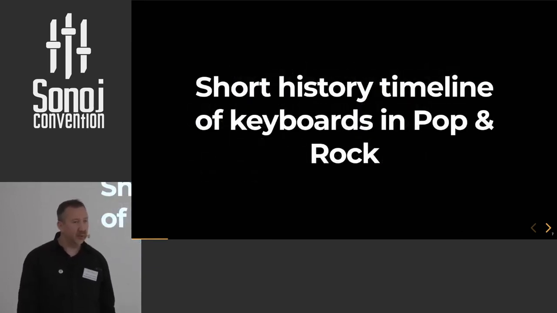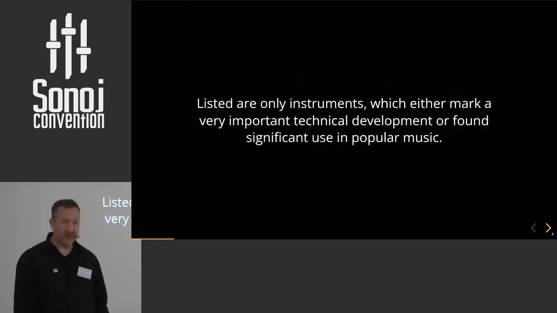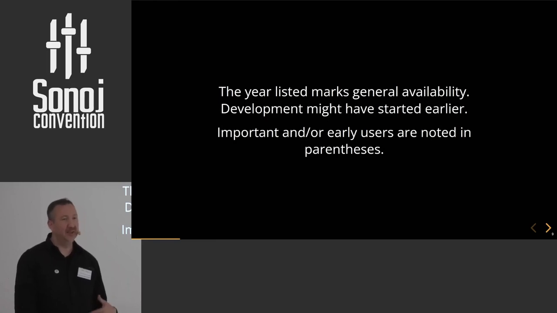So let's have a look at when certain keyboards and technologies actually became available. Because you'll see some of the stuff came rather late. I've only listed instruments which are either important from a technological standpoint, or significantly used in popular music. And I don't mean jazz. The year listed means general availability, so when people actually start making music with that.